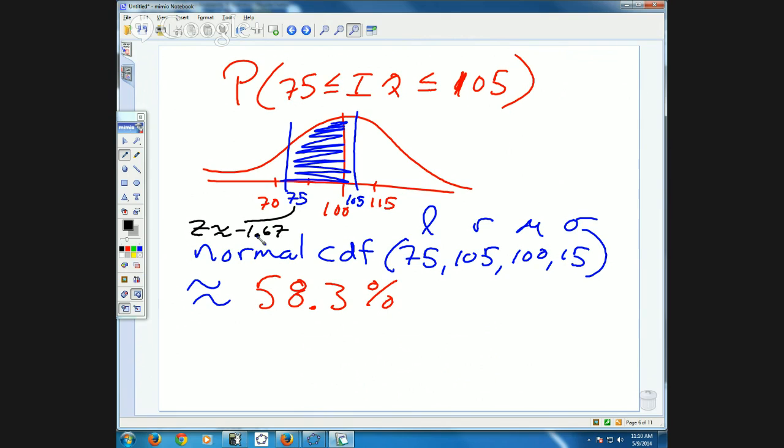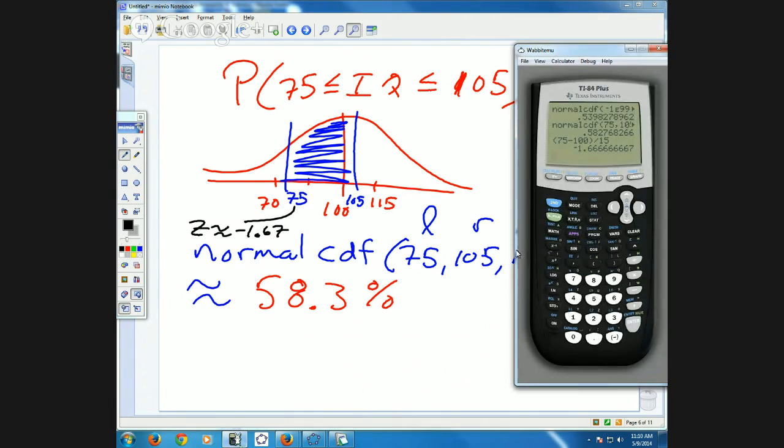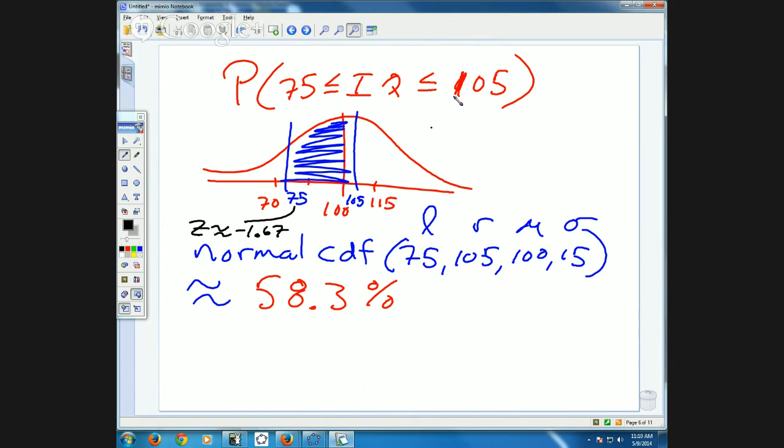What's the z-score for 105? 0.33333333 maybe? Anyone figure it out yet? Oops, that should be a 5. Oh, lucky guess. 0.333333 is the z-score for 105, which I could call 1/3 if I want.